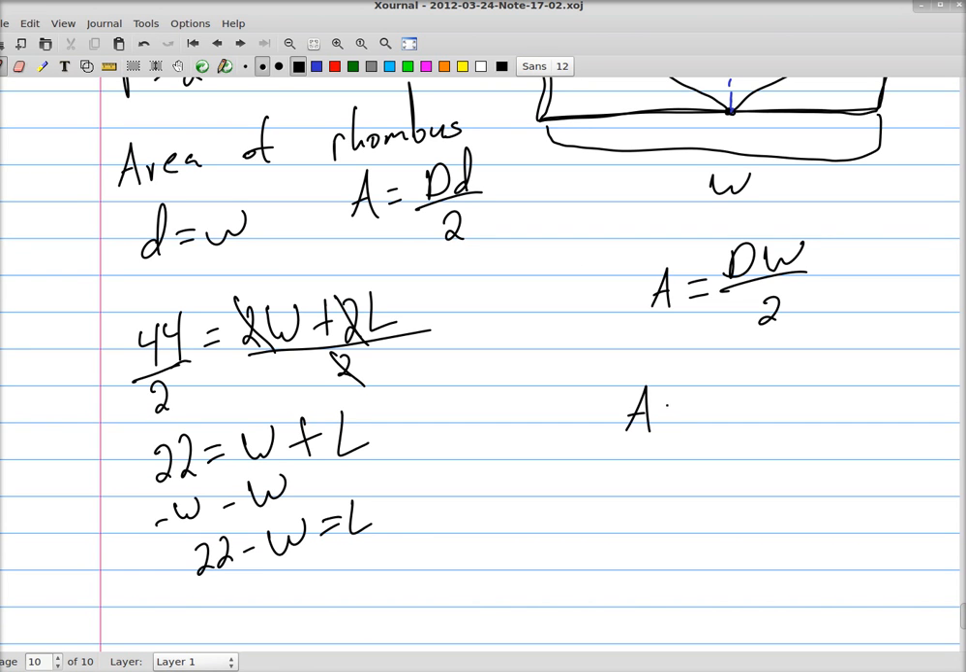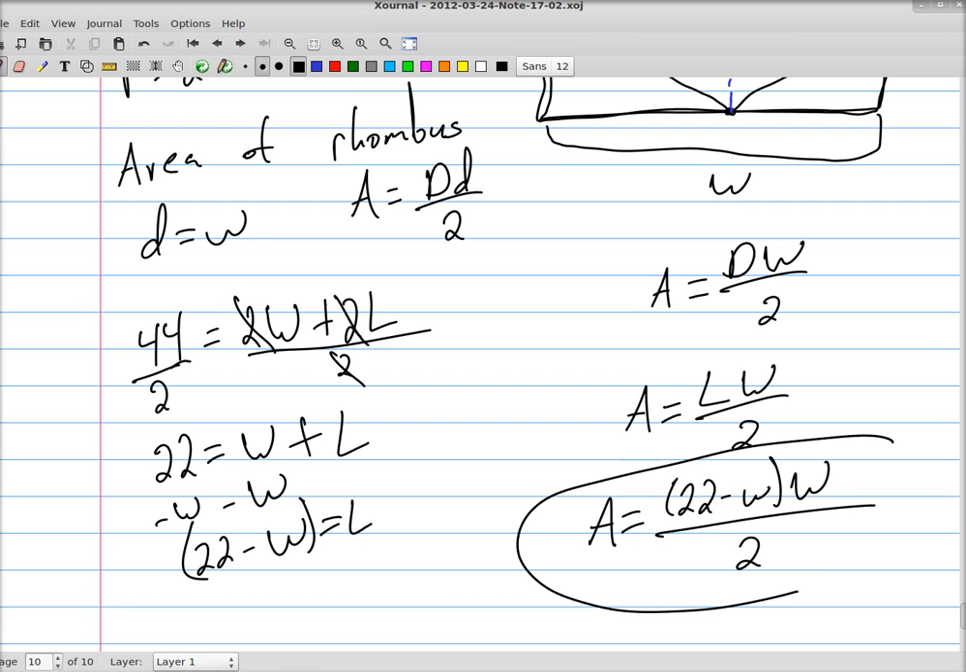So really what we have for our answer, we would be thinking of as length times width over 2. But since they said we had to express it in terms of W, we're going to replace L with this part right here. Area is going to be 22 minus W times W divided by 2. And that's what the answer for that problem should be.